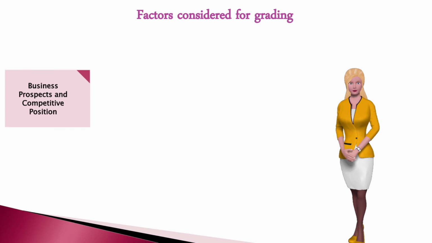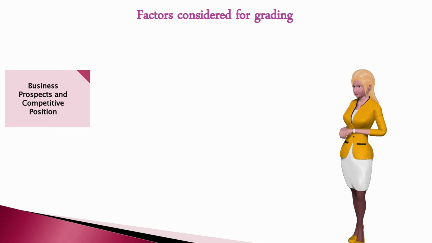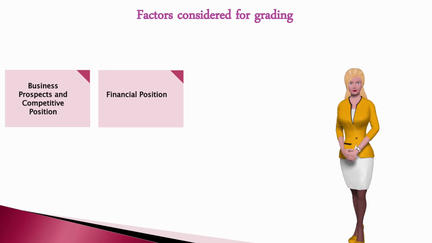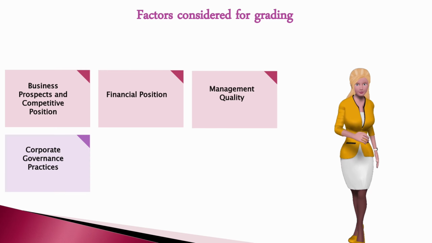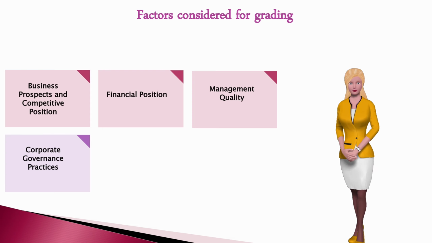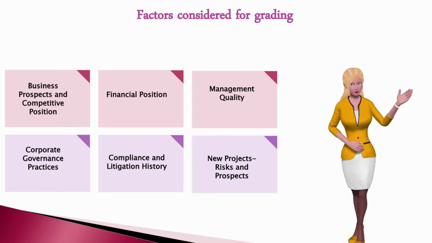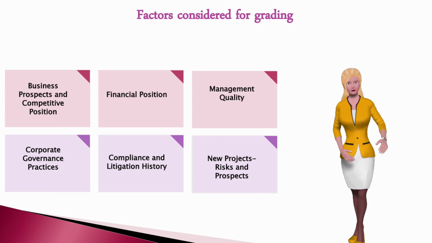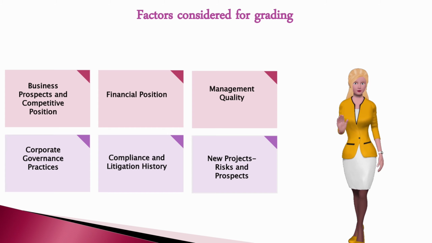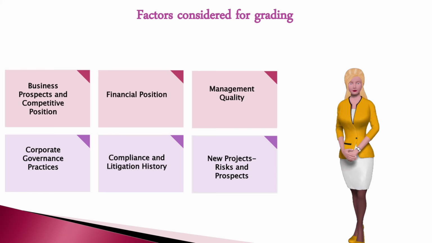Business prospects and competitive position. Industry prospects. Company prospects. Financial position. Management quality. Corporate governance practices. Compliance and litigation history. New projects, risks, and prospects. It may be noted that the above is only indicative of some of the factors considered in the IPO grading process and may vary on a case-to-case basis.